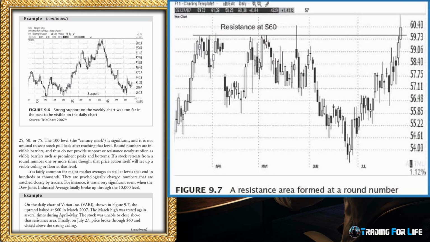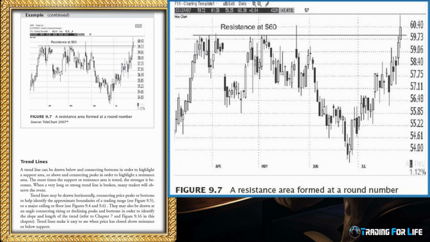Example: on the daily chart of Varian Inc. (VRI), shown in Figure 9.7, the uptrend halted at $60 in March 2007. The March high was tested again several times during April to May. The stock was unable to close above that resistance area. Finally, on July 27th, price broke through $60 and closed above the strong ceiling.